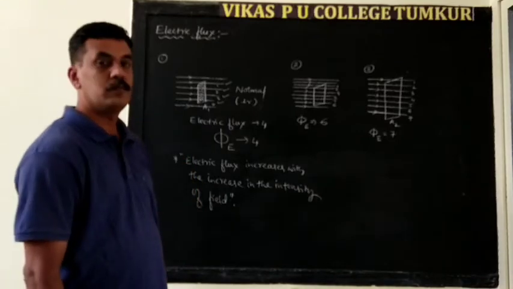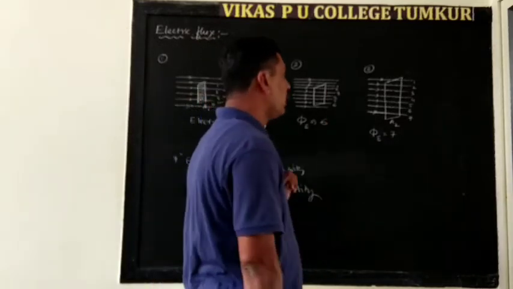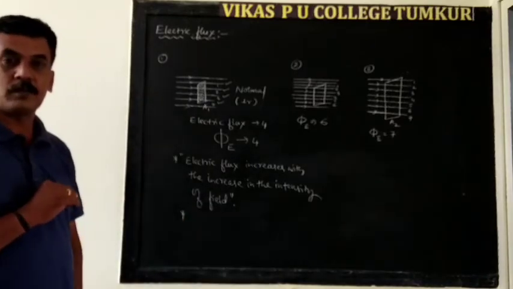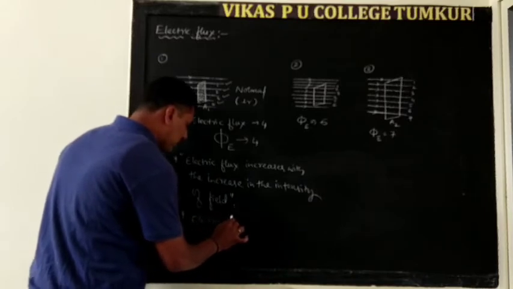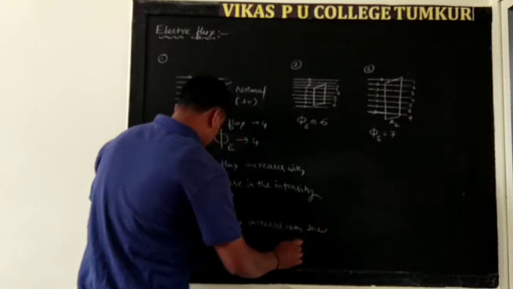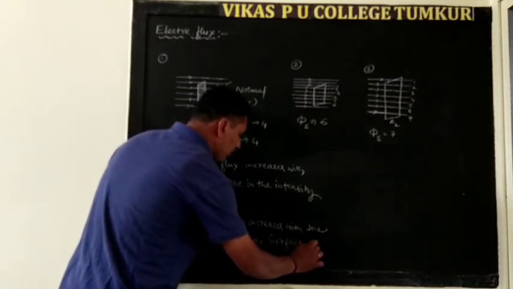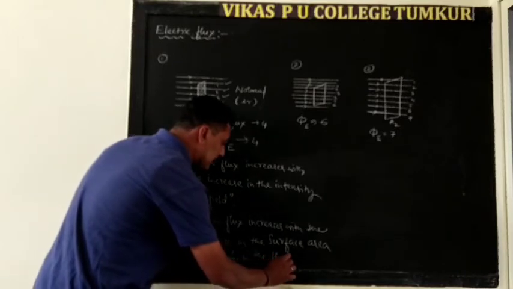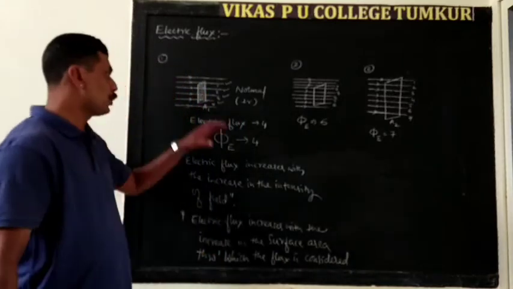Now why did the flux increase? Naturally, if I increase the surface area in the electric field through which the field lines are crossing, you get a higher count. So I will make another statement. What is the statement? Electric flux increases with the increase in the surface area through which the flux is considered.